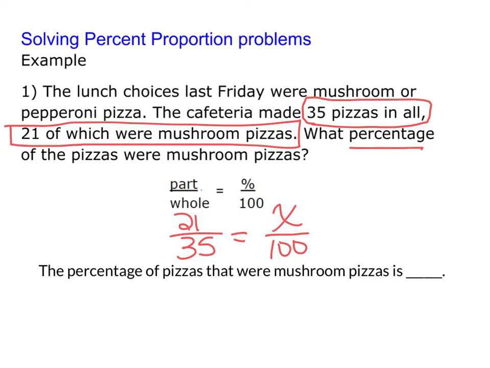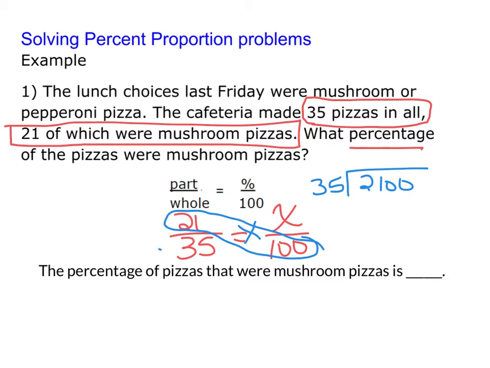Now the way we're going to do this is cross products. With cross products, you multiply 21 times 100. Anything that's diagonal, you multiply. So that's going to be 2100 divided by 35. So we're going to see how many 35s go into 210.